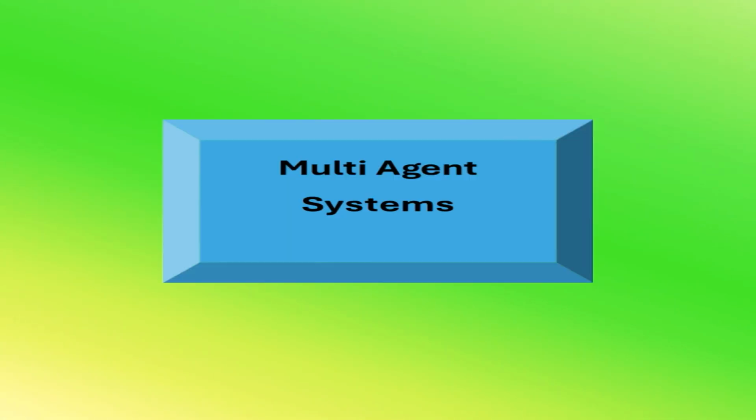Multi-agent systems. You can think of a team project where everyone has a role. One person does research, another writes the content, and someone else presents it. Multi-agent systems work like this.